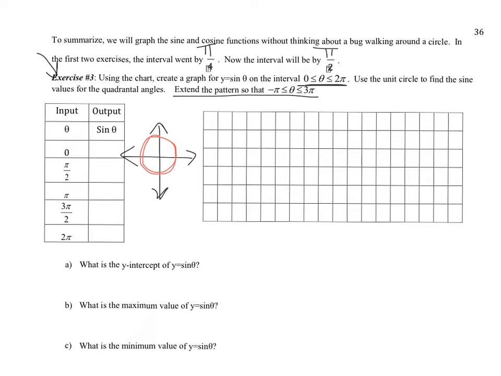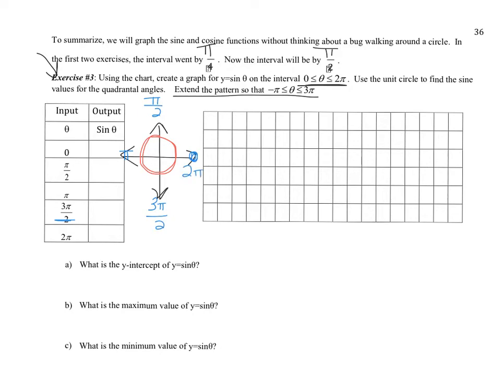So first I'm going to put the angles on the graph. My angles I'm working with are 0. I'm going to put them kind of further out so I have room for some other stuff. Pi over 2, pi, 3 pi over 2, and then 2 pi is going to come up here with 0.